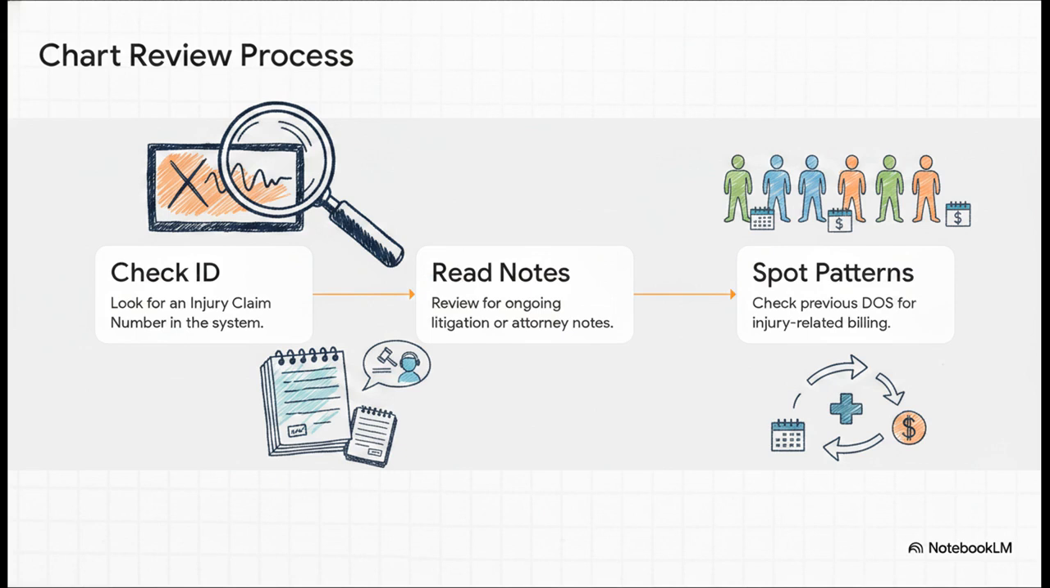Second, comb through those account notes. Are there any mentions of an attorney calling in? And third, spot the pattern. If the patient has been coming in for physical therapy for the exact same diagnosis code for 3 weeks, check how those previous dates of service were paid. Because if a workers' comp carrier paid last week, they probably owe for this week too.